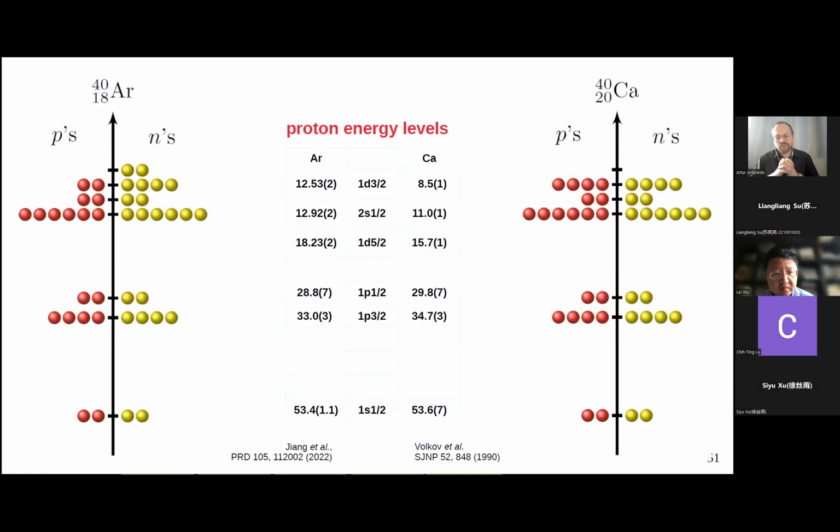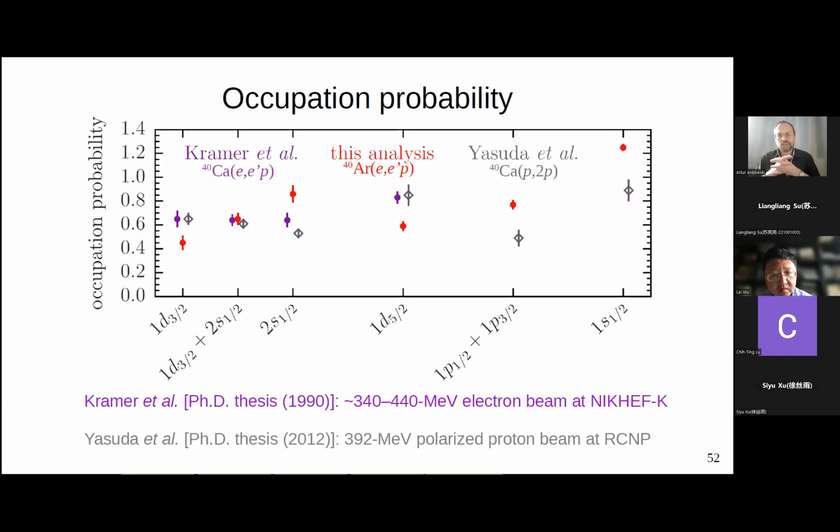Unfortunately, we don't have more data to compare to, but if we look in terms of the occupation probability, we can also compare to calcium, keeping in mind that these are slightly different nuclei, so the agreement is not guaranteed. But at least the energy levels become quite similar in those nuclei when we go deeper inside the nucleus. So when we look at the comparison between calcium and argon, it turns out that the combination of the first two shells is in excellent agreement with the past extractions based on electron and proton beams.